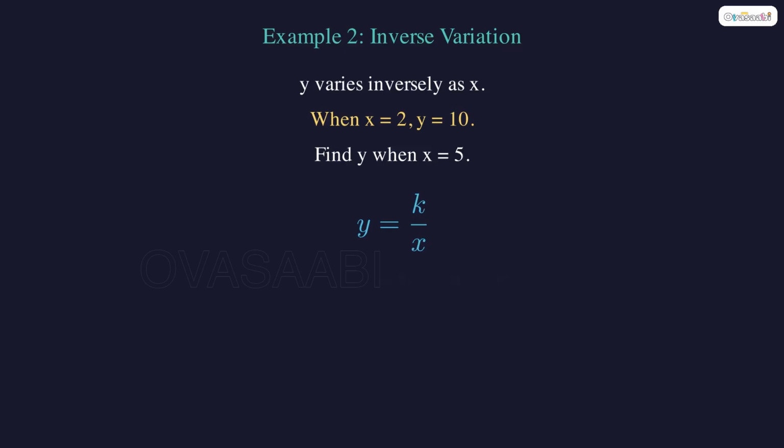Now inverse variation. Y varies inversely as x means y equals k over x. Let's find k first, then solve.